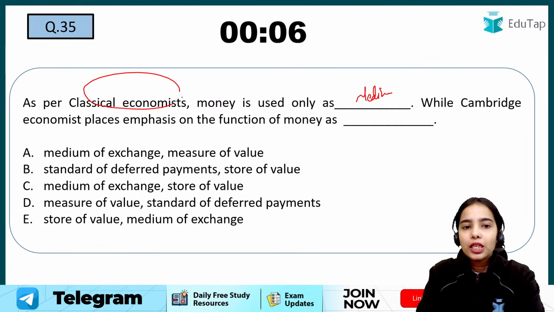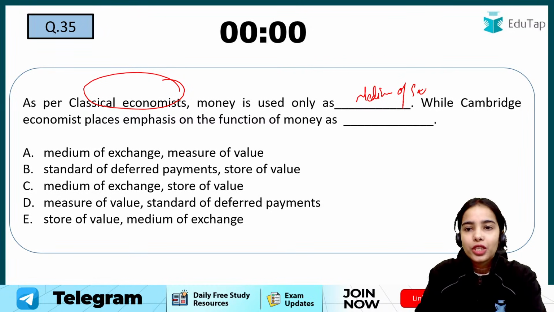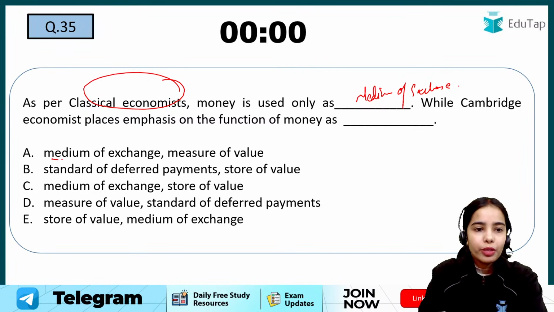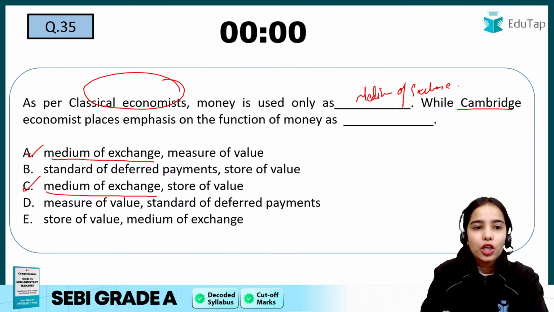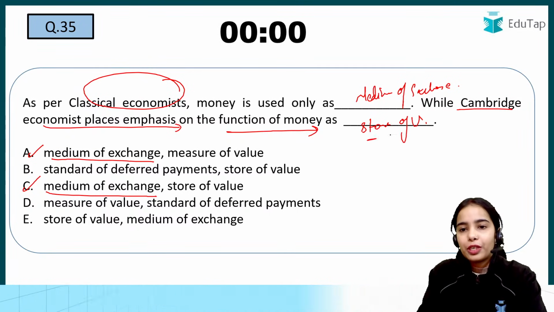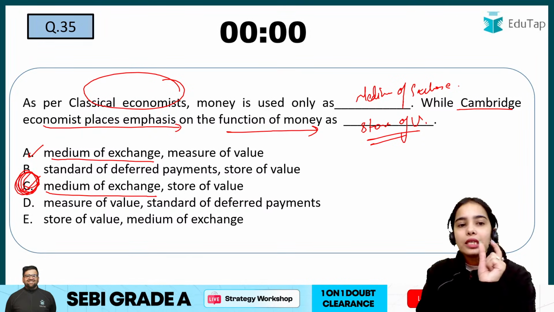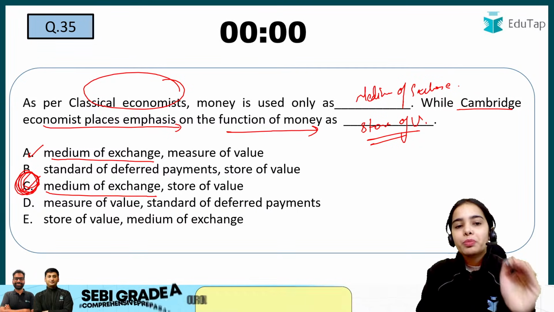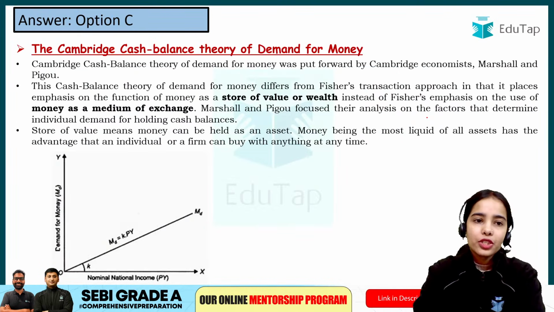So at least classical economics, this theory should be clear. As per classical economist, money is used only as medium of exchange. So A or C can be the answer. Now Cambridge economist places emphasis on function of money as store of value. This is the idea. So here C is the answer. Got it? So classical economist believe that money is used only as medium of exchange, while Cambridge economist places emphasis on function of money as store of value. So this is the idea.